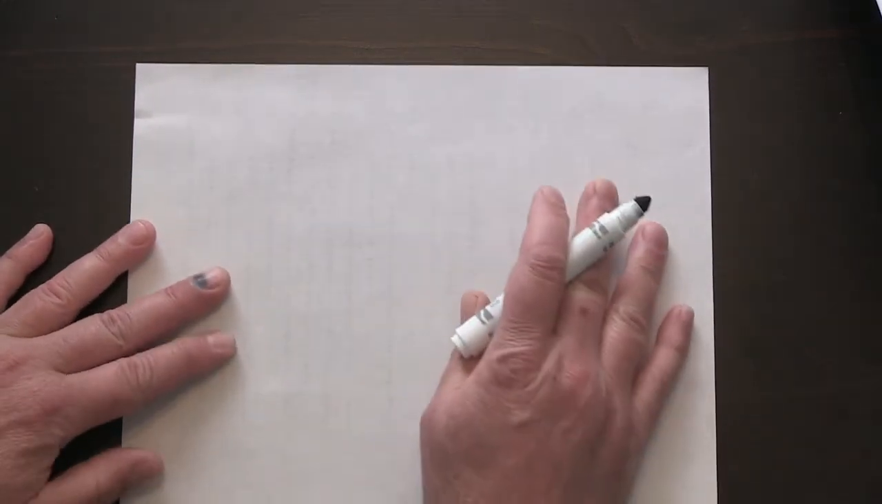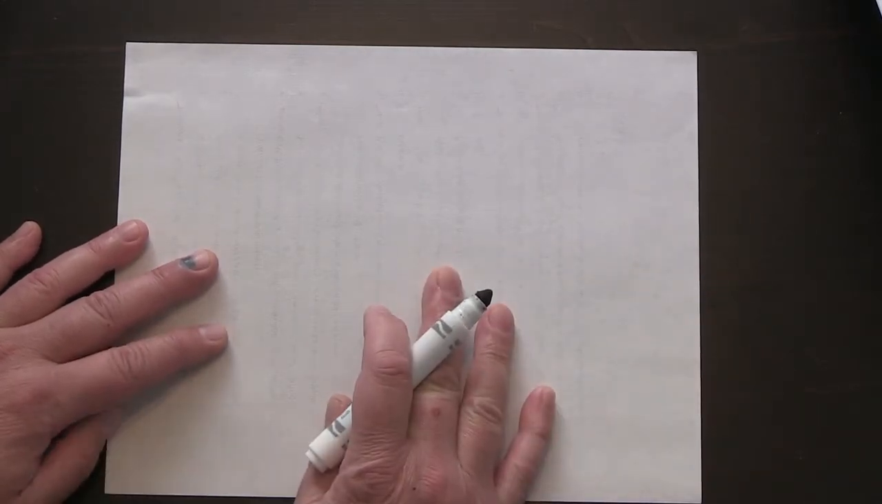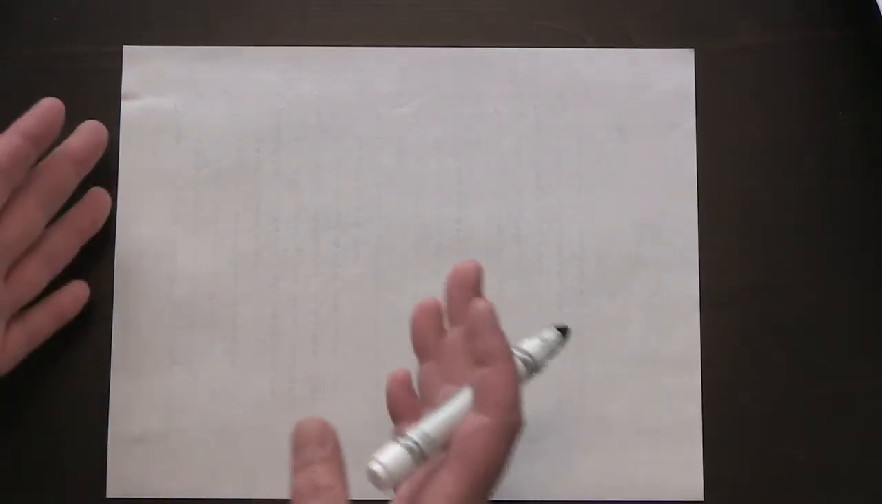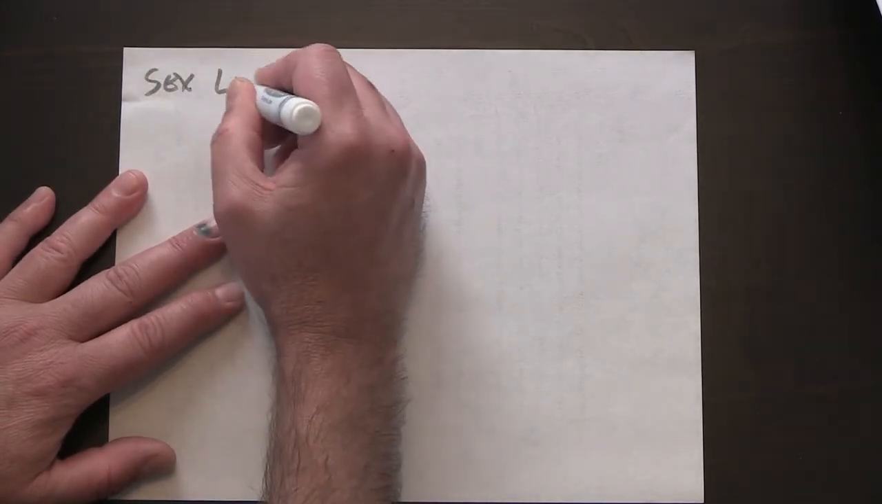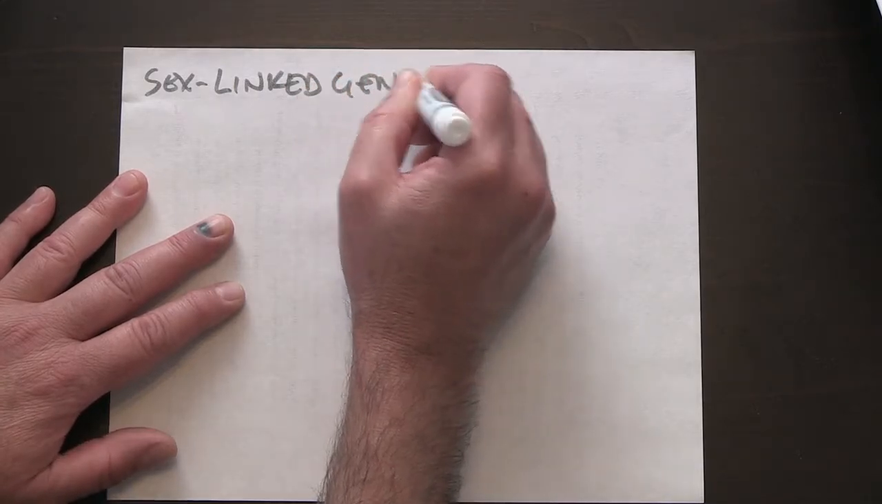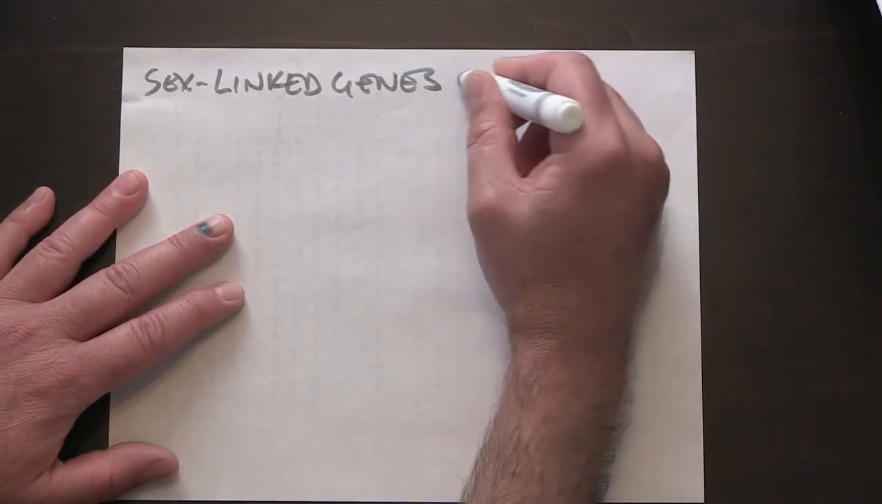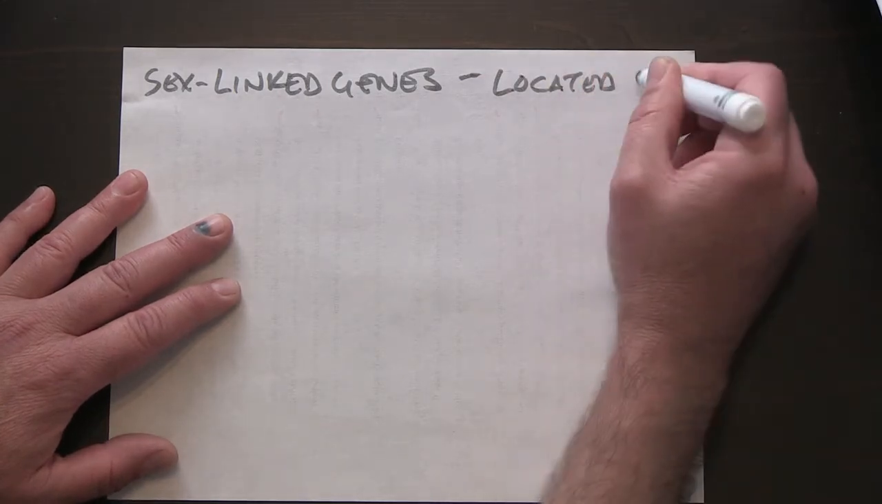There are some genes that are on the sex chromosomes themselves, genes that control other characters besides sex, right? And these are called sex-linked genes. These are genes that are located on either of the sex chromosomes.